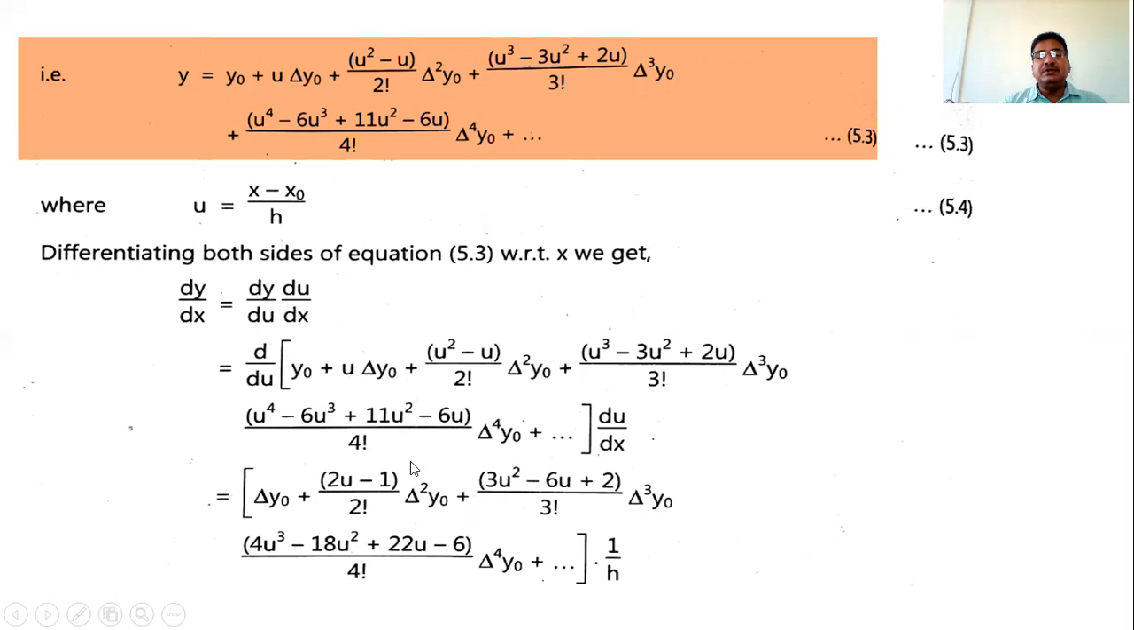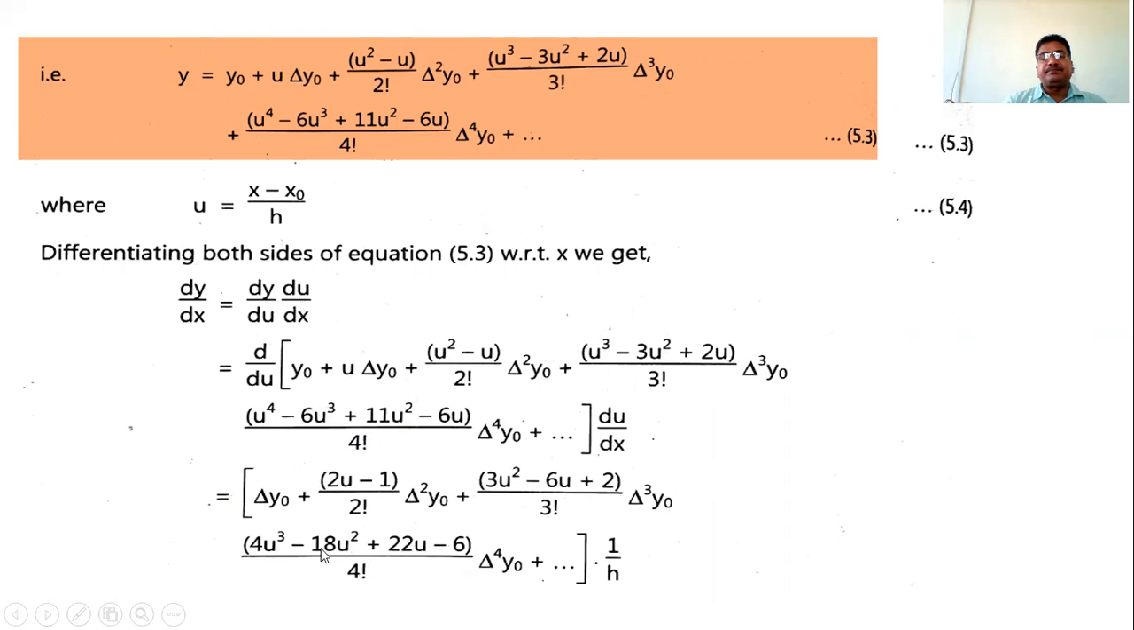Derivative of minus u is 1 divided by 2 factorial delta square y naught, and the derivative of u cube is 3u square minus 6u plus 2 divided by 3 factorial delta cube y naught, and the derivative of this quantity is 4u cube minus 18u square plus 22u minus 6 divided by 4 factorial delta raised to 4 y naught, plus so on, and 1 by h is the value of du by dx.